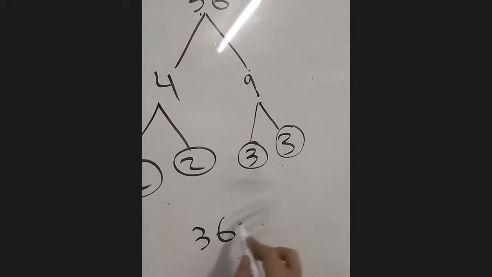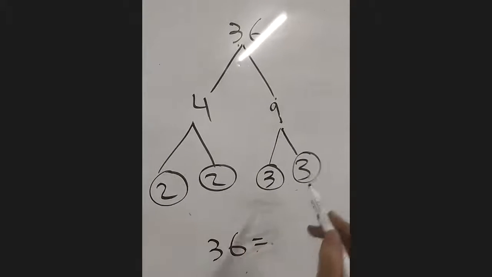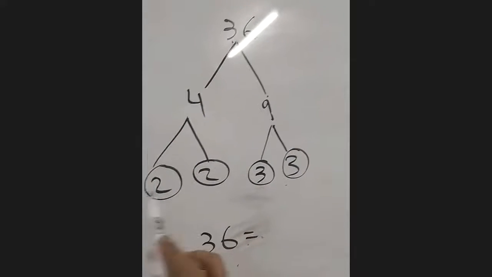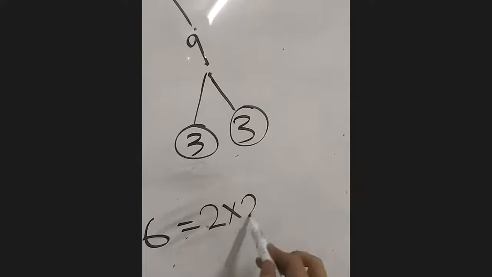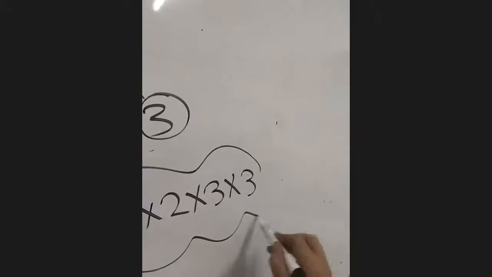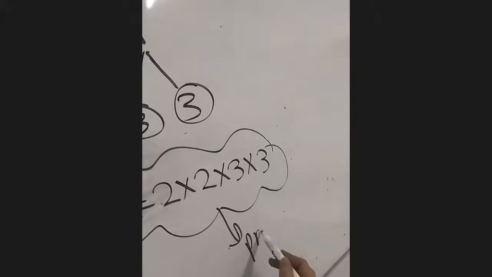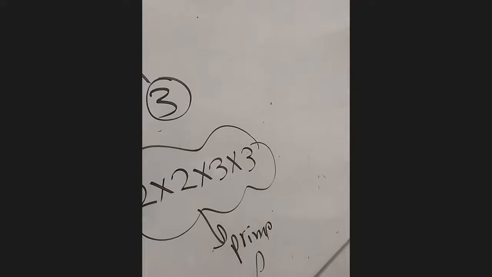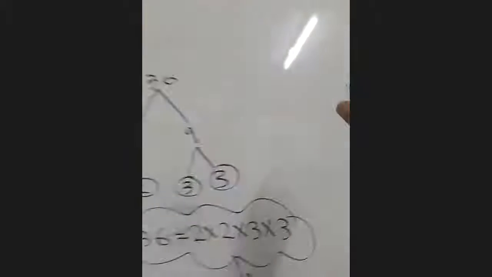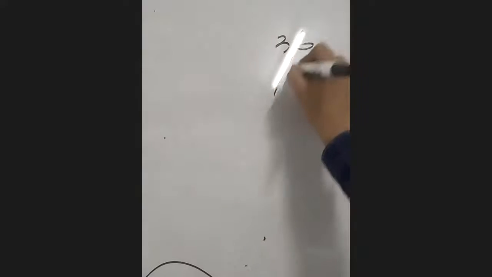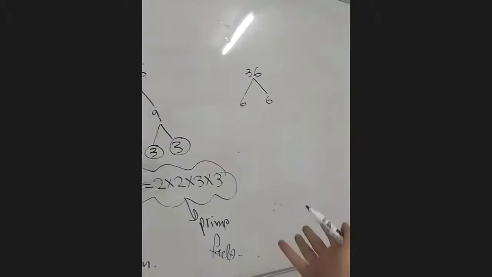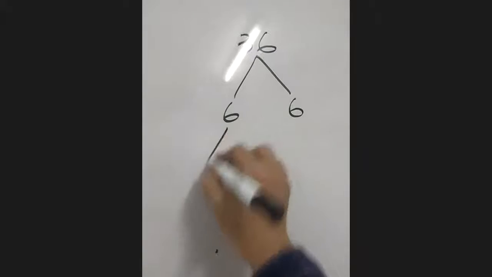36 equals the numbers in the circles. Here now, only the numbers in the circles. 2 multiply 2 multiply 3 multiply 3. What do we call this, guys? Prime factorization. But for the 36, guys, Mazen said 6 by 6 at first. Is it correct? Yes, we can use this. Mazen, can we do more for the 6?